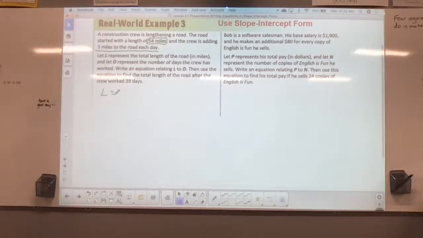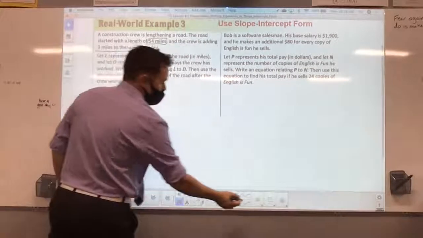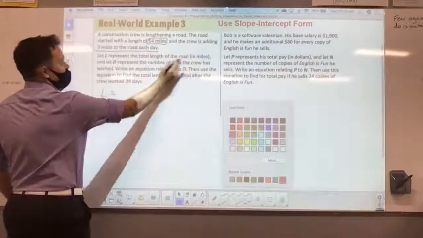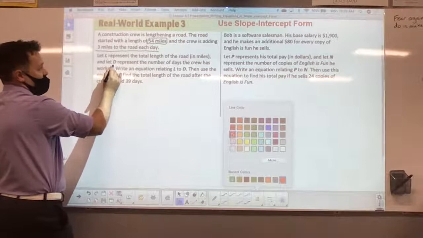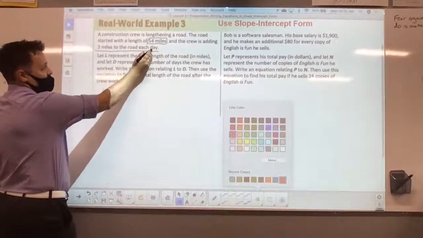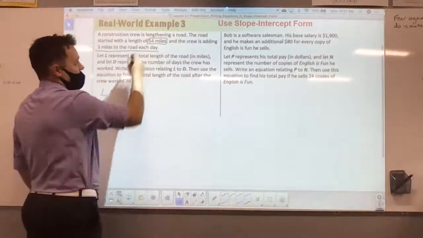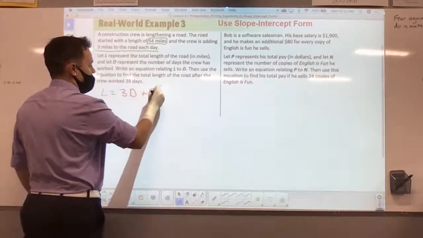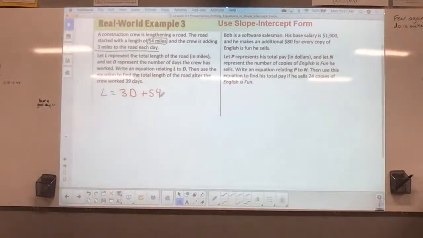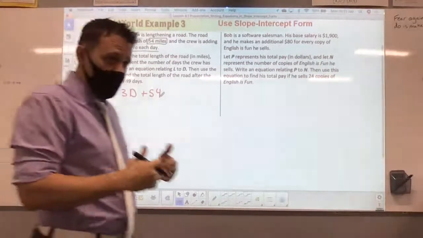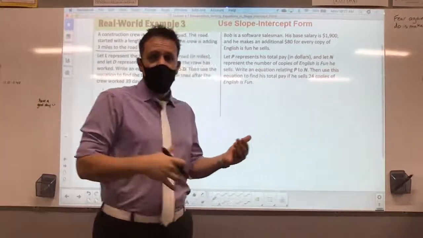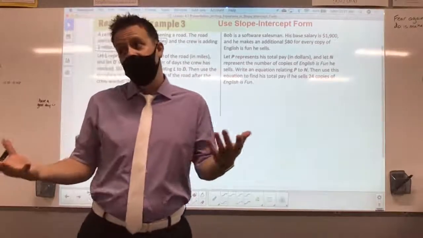Now, what is the rest of my equation? Okay, it says let D represent the number of days. How many miles am I building each day? 3. And then we started with what? 54. Okay, that's your equation. That's it. The length of the road equals 54 miles plus every 3 miles that you add every day. Okay, basic construction. It's actually how it works.